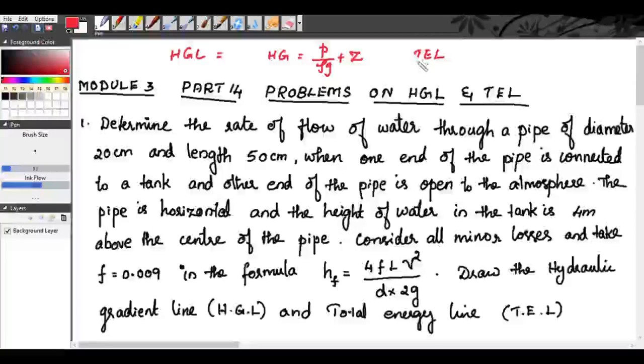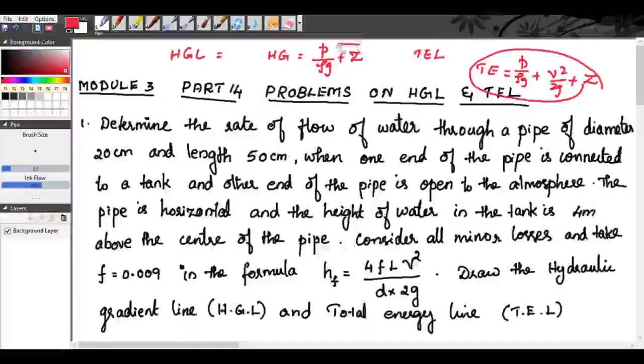TEL means total energy line, that is the line joining the total energy, where total energy is equal to pressure head plus velocity head V square by 2G plus Z. Okay, this is total energy and this is hydraulic gradient. Now we will see a few problems related to this.